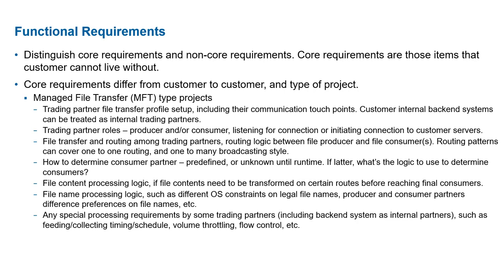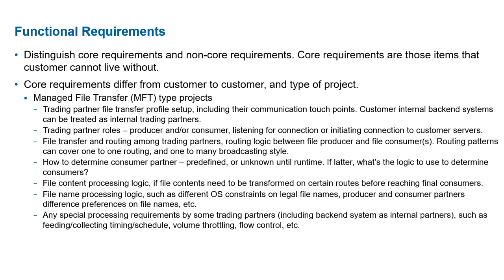The first one is around trading partner file transfer profile setup, right, which includes their communication touch points. The second one is the trading partner roles, like whether it's a producer and/or a consumer, and their connection, mostly whether it's listening or initiating. So think about a Sterling File Gateway, right? You have these producers and consumers, who is sending files, who is consuming the files and all that. The third one is around file transfer and routing among different trading partners, including one-to-one or one-to-many routing patterns, right? That is one of the functional requirements.